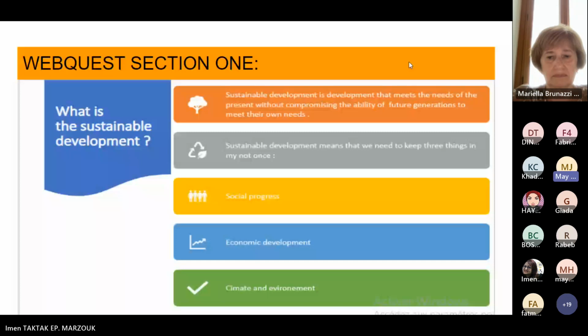I am May. I will start with what is sustainable development. First, sustainable development is development that meets the needs of the present without compromising the ability of future generations to meet their own needs. Also, you can explain sustainable development by the need to keep three things in balance: social progress, economic development, and climate and environment.